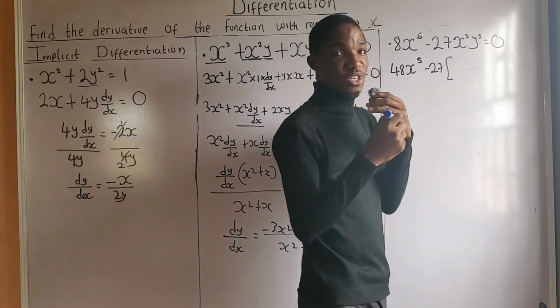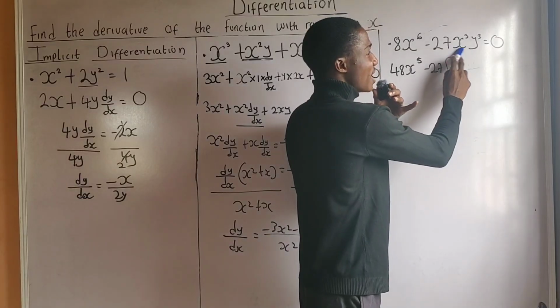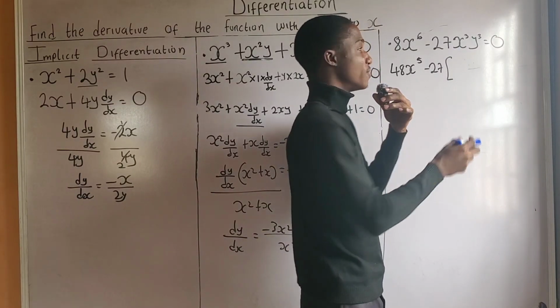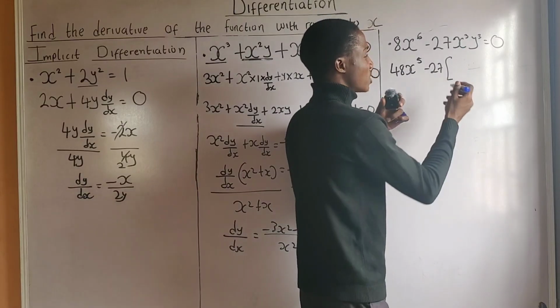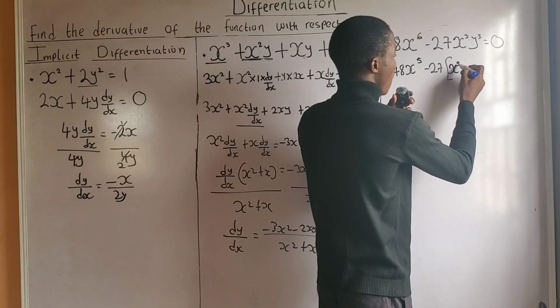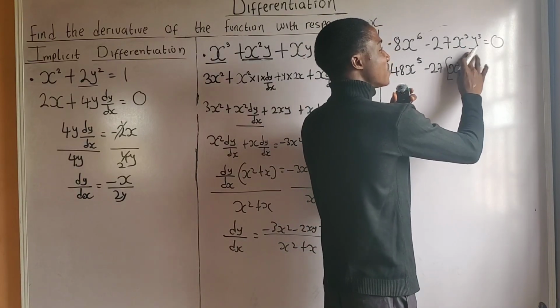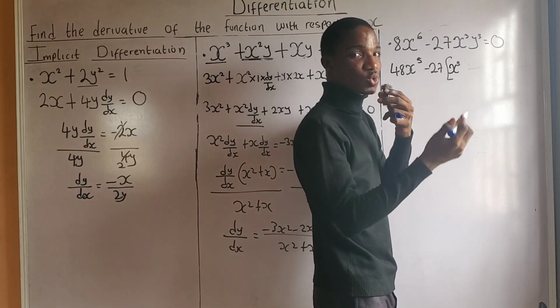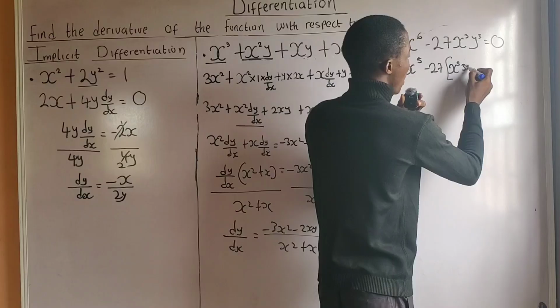According to the product rule of differential calculus, you have to keep this x raised to the power of 3 constant because that is the first part of the function. So keep it constant. I'm going to have x to the power of 3 multiplied by the derivative of y raised to the power of 3. Derivative of y raised to the power of 3 is what? 3y squared. So I'm going to have times 3y squared.